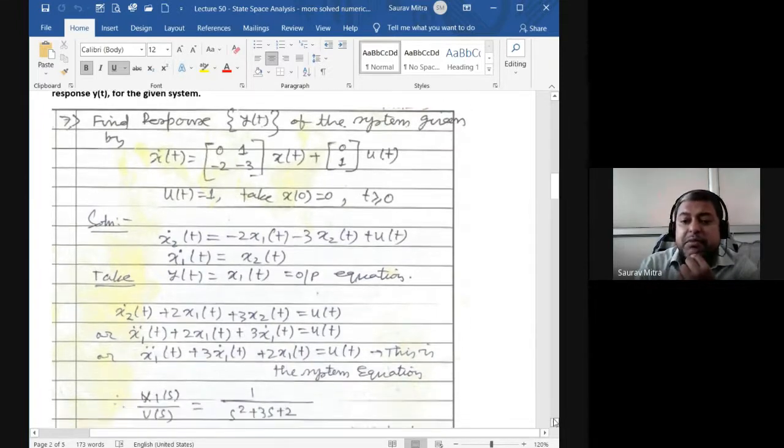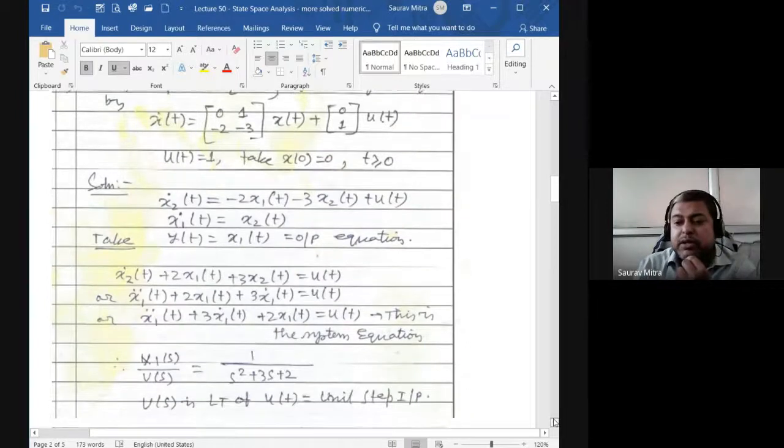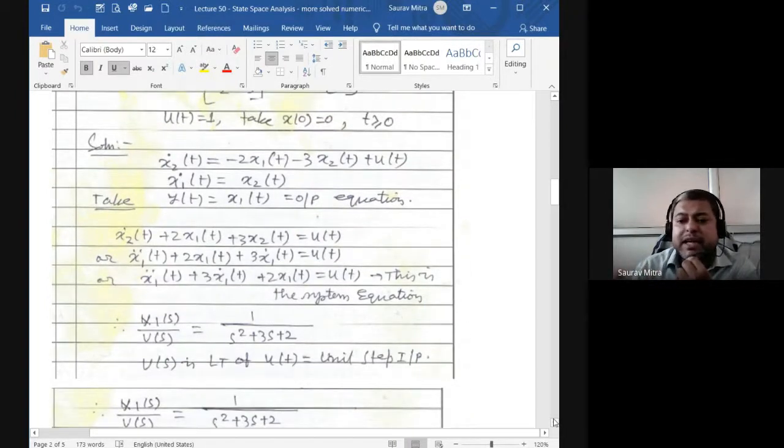So this kind of numerical is not found in the book. Just from my understanding, and to make you understand better how we can use a state variable system for calculation as well as for coding, I have formed all these numericals and I am solving them. So x2 dot t is equal to minus 2x1(t) minus 3x2. So all these things are given. x1 dot t is equal to x2(t), y(t) is equal to x1(t). All these things are given.